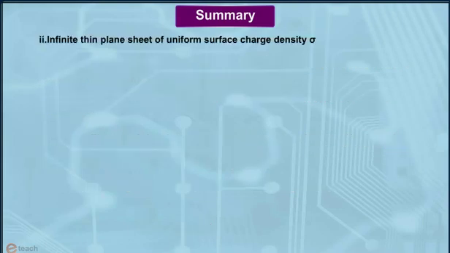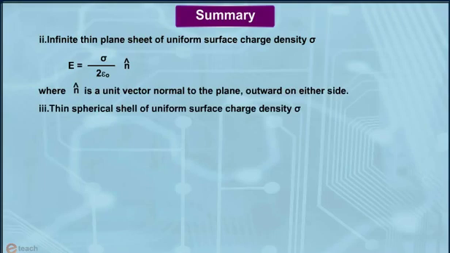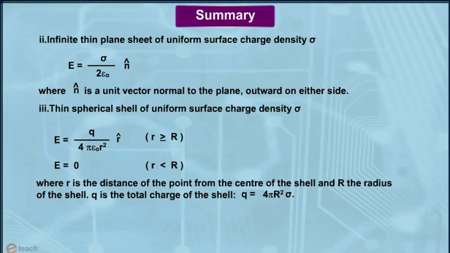An infinite thin plane sheet of uniform surface charge density sigma produces an electric field whose value is as shown, where n is a unit vector normal to the plane, outward on either side. A thin spherical shell of uniform surface charge density sigma produces an electric field whose value is as shown, where r is the distance of the point from the center of the shell and R the radius of the shell. Q is the total charge of the shell, that is 4 pi R square sigma.